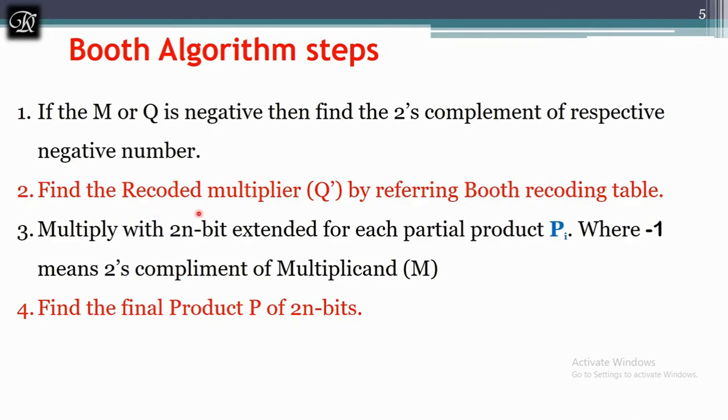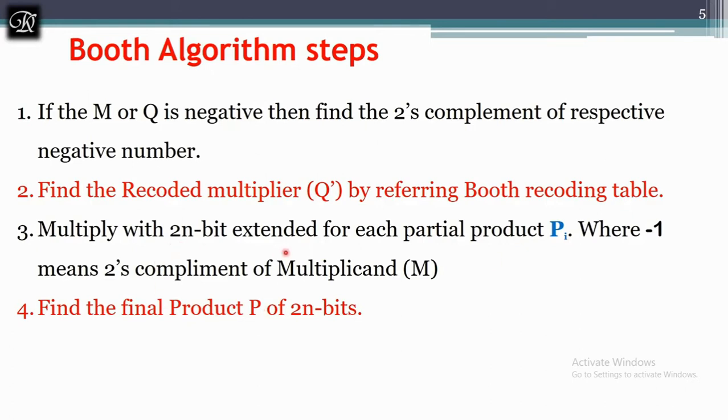Next, find the recoded multiplier. Find the recoded multiplier, which we call Q dash, by referring to the Booth recoding table. We have a truth table, so by referring to that, we have to find a new Q, that is Q dash, from the Q.